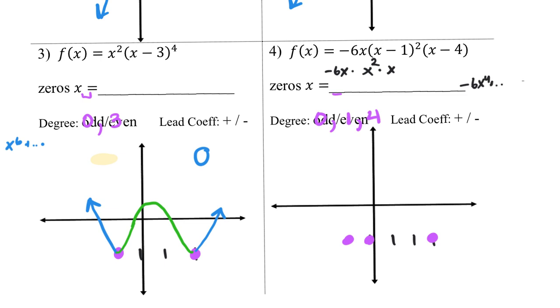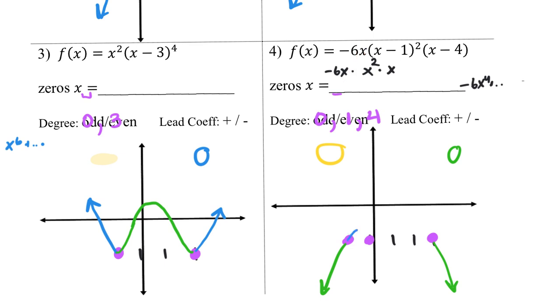So this is an even degree. The leading coefficient is negative 6, so it's negative. Okay, since it's negative, it's going to go down on the right. Since it's even, it's also going to go down on the left. Okay, let's look at the degree. The x doesn't have an exponent, so it's technically a 1. So at 0, it's going to pass through.